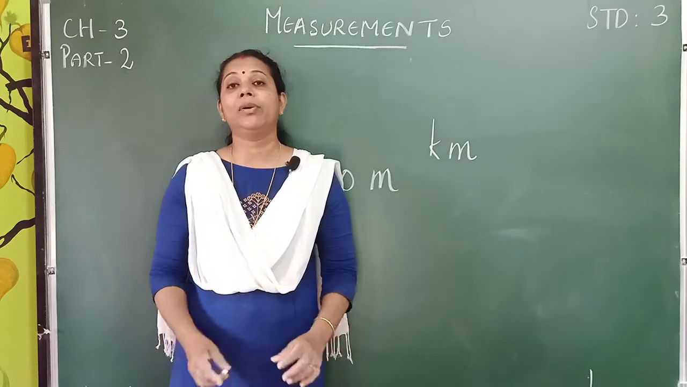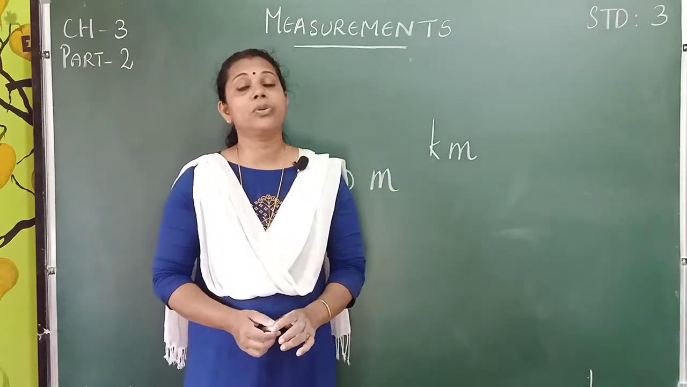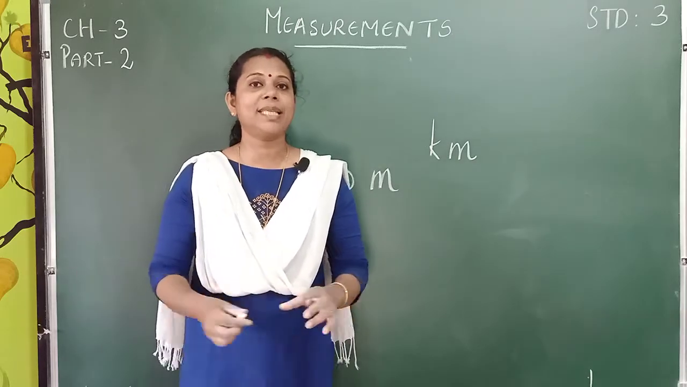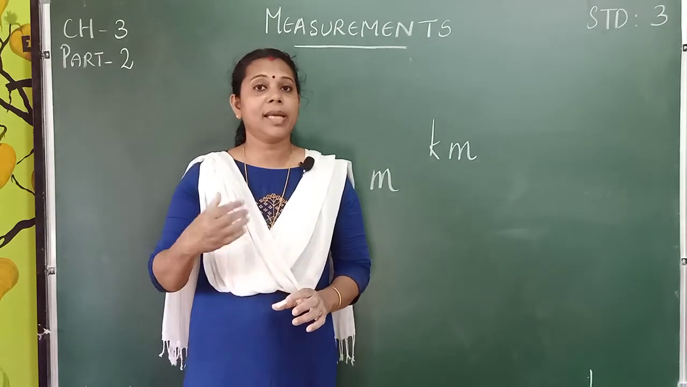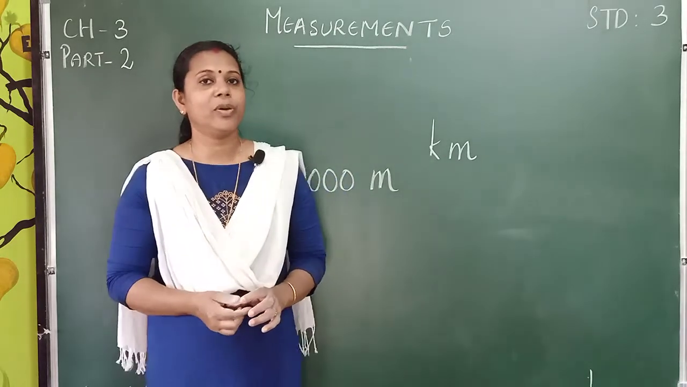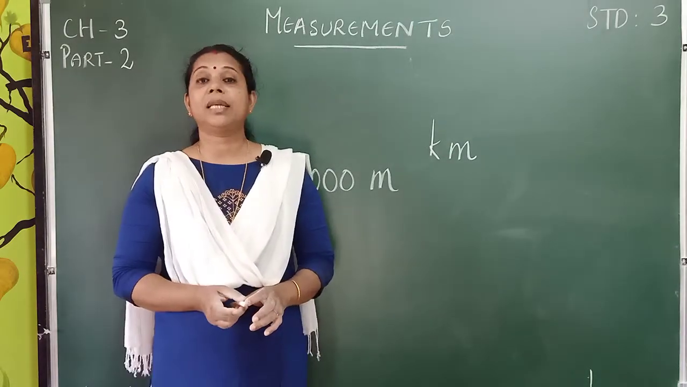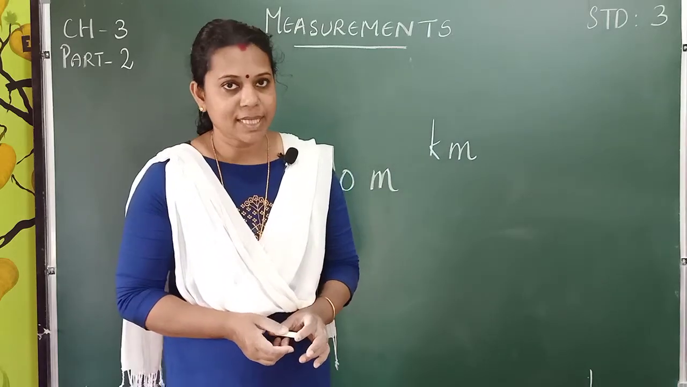Okay, so we use the unit kilometer to measure longer distances, like between two places or two states. That is why we use kilometer. And the relation between kilometer and meter is 1 kilometer is equal to 1000 meter.